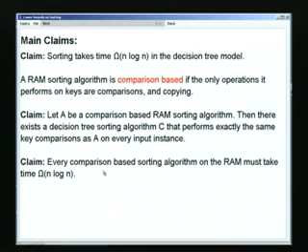The final claim says every comparison based sorting algorithm on the RAM must take time n log n. This is where we have finally come back to the RAM. Here is a non-trivial result, not about all sorting algorithms, but for comparison based sorting algorithms. For comparison based sorting algorithms, we have claimed that the time taken must be at least n log n, and we will prove this in a minute. So let us try proving this first. This in fact turns out to be the crux of the matter. We want to prove that sorting takes time omega of n log n in the decision tree model.